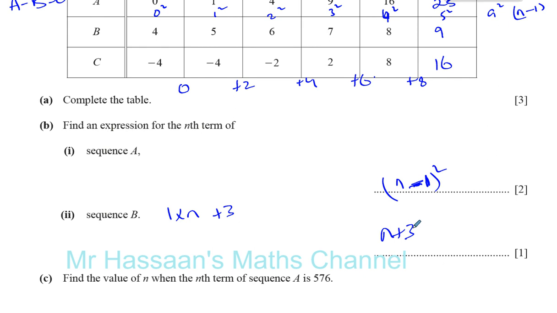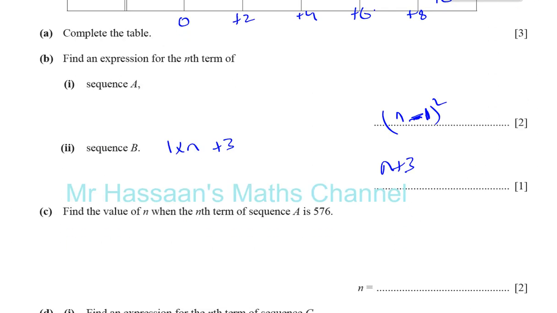Okay, so it's going up in ones, so it's got something to do with 1n. If it was going up in 4s, it'd be something to do with 4n. A lot of people make the mistake: it's going up in 1s, so it's got something to do with n plus 1. No.